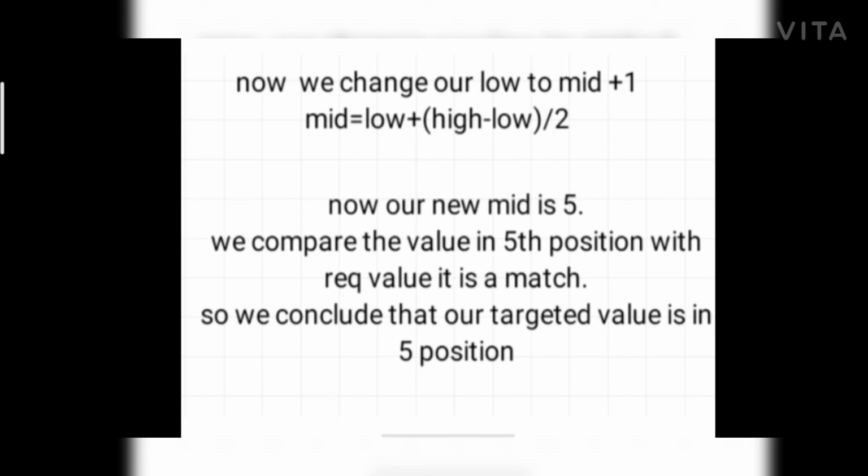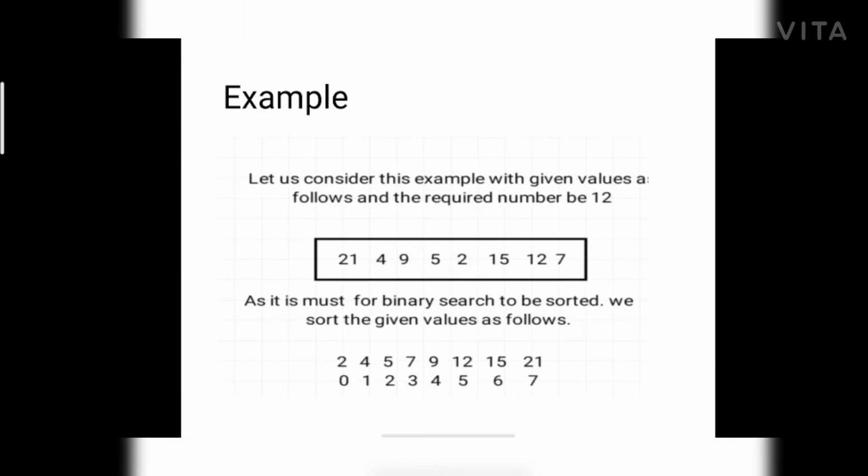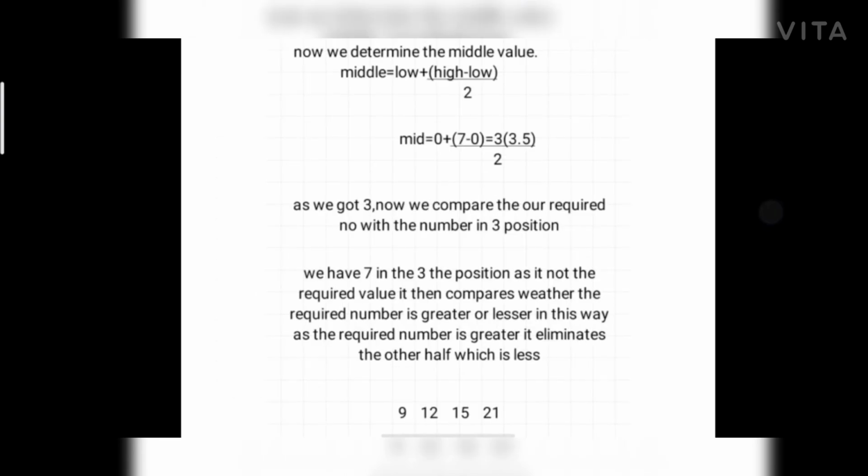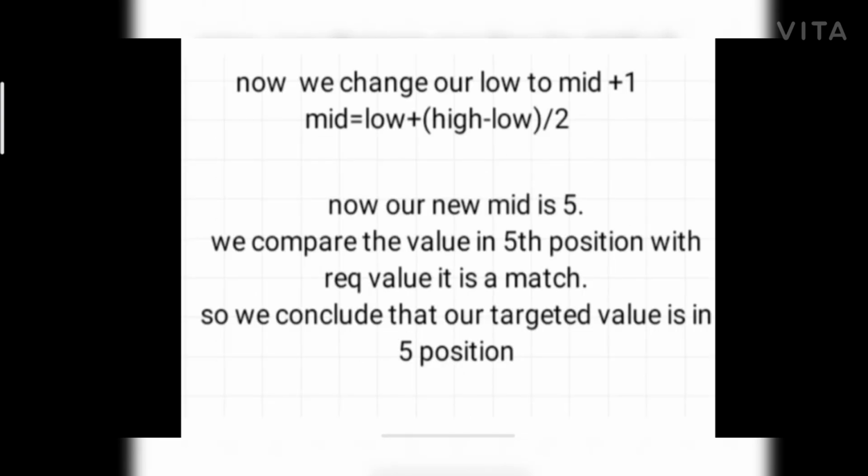As we got our new mid as 5, now we compare the values. In the fifth position, there's 12, our targeted value. As we found our targeted value, the search terminates. So it concludes that our targeted value is in the fifth position. I hope you understood binary search with this example.